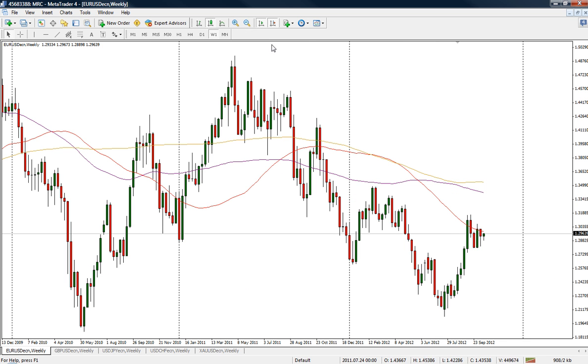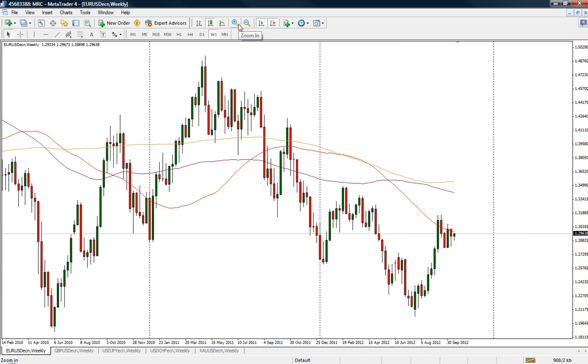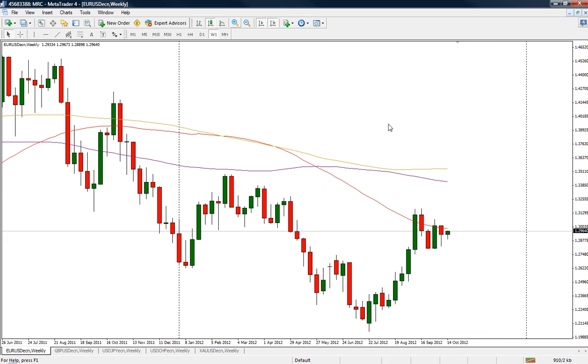This is the Euro Dollar weekly chart. Let's have a look at what happened last week. In terms of the candle action, let's zoom in. Last week's candle, you could say it is a hammer shaped candle. We have a long lower wick, and normally with a hammer candle the body is quite small, but this one's a decent sized hammer.